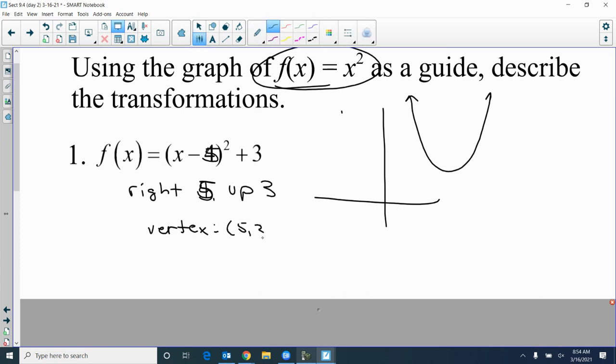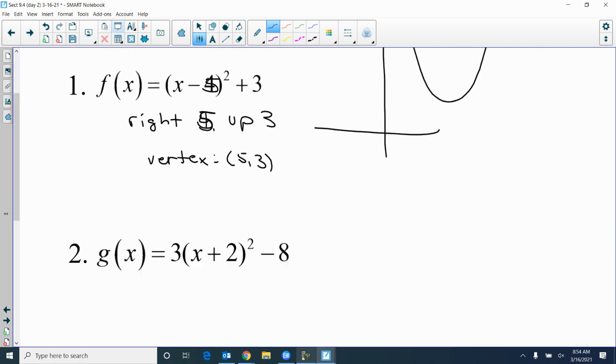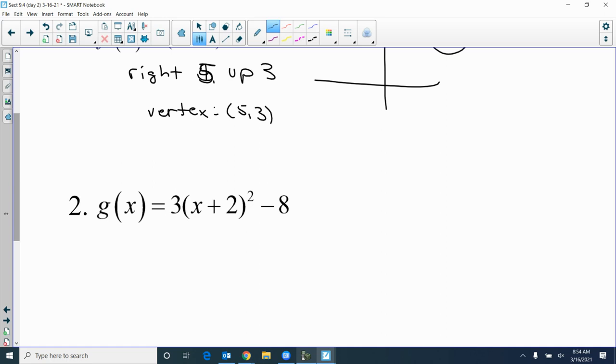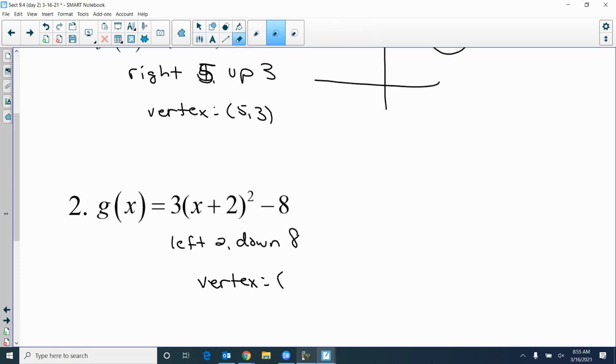Let's see if we match on the next one. Is that what you got? All right, good. Christian, what about that one? Left 2, down 8. Left 2, down 8, good. And then vertex, what did you say for the vertex? 2, -8. Make sure it's -2. Oh, -2, -8, because it goes left 2.